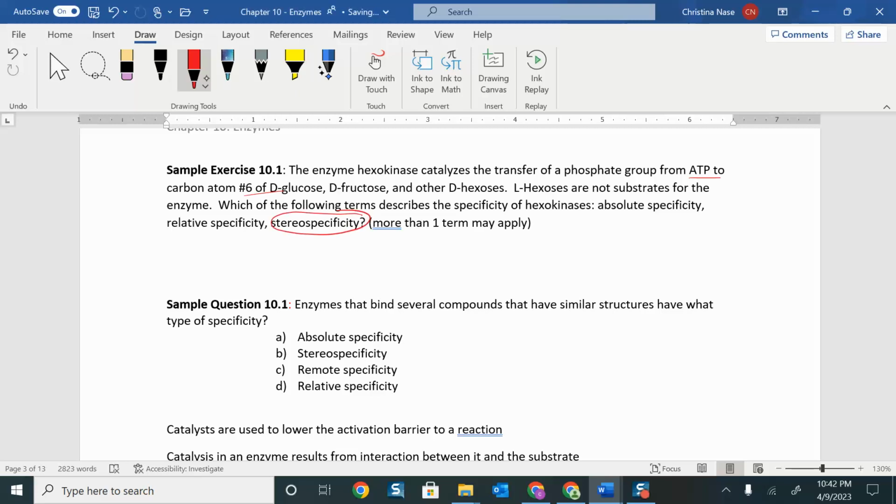Which of the following terms describe the specificity? Definitely stereospecific, because it works on D but not L. And then also it works on hexoses, so 6 carbon sugars. It'll work on D-glucose, D-fructose, D-hexose. So that would be relative specificity. If it was absolute specificity, it would only work on D-glucose or only on D-fructose, something like that. But because it works on a whole group of substrates, it's relative specificity. And because it works on D but not L, it's stereospecific.